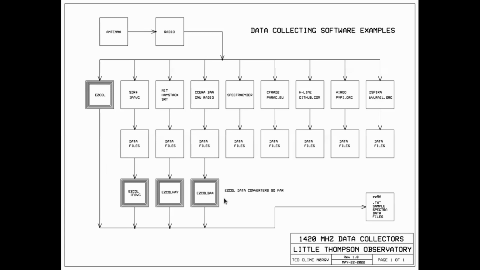I've made a format called ezRA.txt data files. EasyCol knows how to write to those directly. And I have written converters for several of these others, including SpectraCyber, that convert into that minimal format. What would that minimal format be? What's the smallest amount that you could collect that would be useful just to make the files smaller?